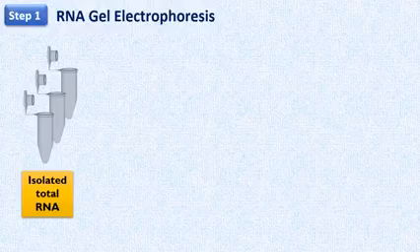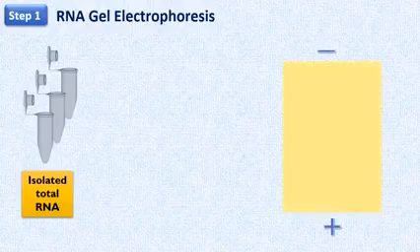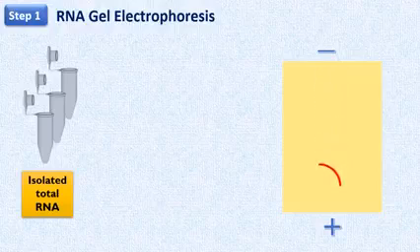The first step in Northern blotting is RNA gel electrophoresis. The RNA molecules isolated from cells are separated, according to size, by gel electrophoresis. RNA molecules are negatively charged, so they move from the negative to the positive electrode during gel electrophoresis.